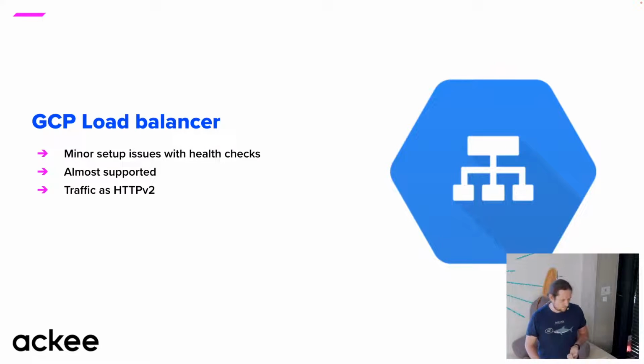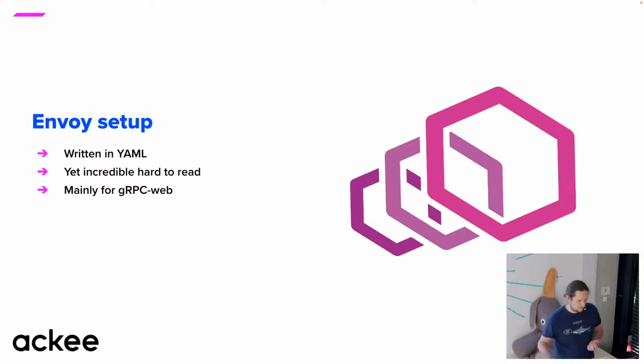Then we have GCP load balancers. They have some minor setup issues with health checks. I have a few slides about it. I'm going to whine a lot in this talk, but it's all right. You already came and you have your beer, so you have to suffer for a bit. gRPC is kind of supported. It's really simple, you just have to enable HTTP/2 support. That's basically it. And then we have Envoy.